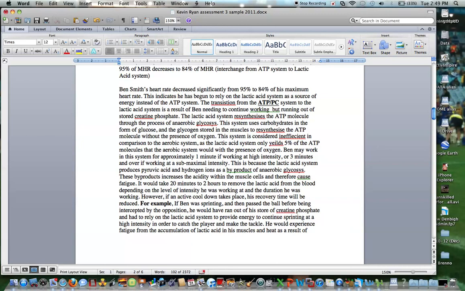How has it changed from one system to the other system based off the heart rates? And what are some examples from the game of rugby league that would encounter him using those systems? The recovery processes, what are the causes of fatigue in the system? Is it going to make him slow down or stop? What are the waste products? These are the things that we put into people's answers to show their level of understanding. So that was part B.